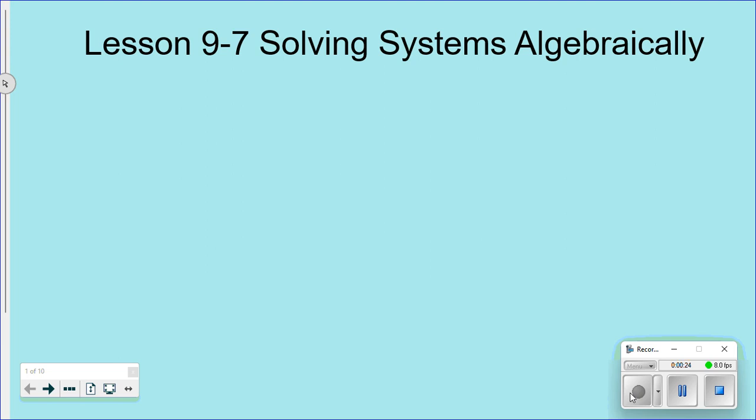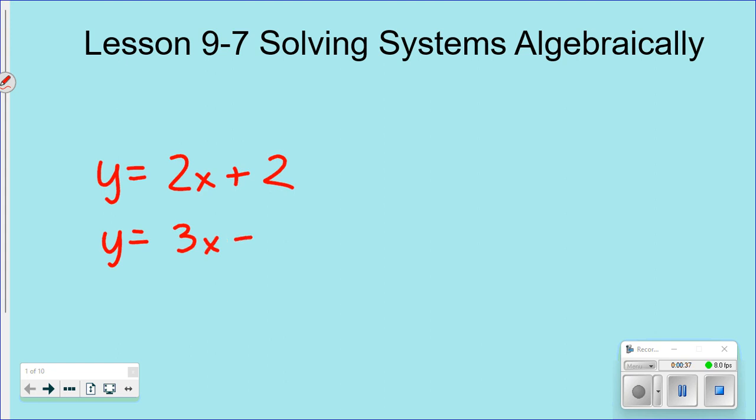So my last lesson was 9-6, where we solved systems by graphing. So you had a system, it maybe looks something like this. And you had another one that was like this. And you graphed them on a graph, and where they met, the ordered pair was the answer. So now there's another way to solve these, and it's called using substitution. So you can solve them algebraically instead of actually graphing them. So I'm going to teach you another way to find that ordered pair instead of graphing them.